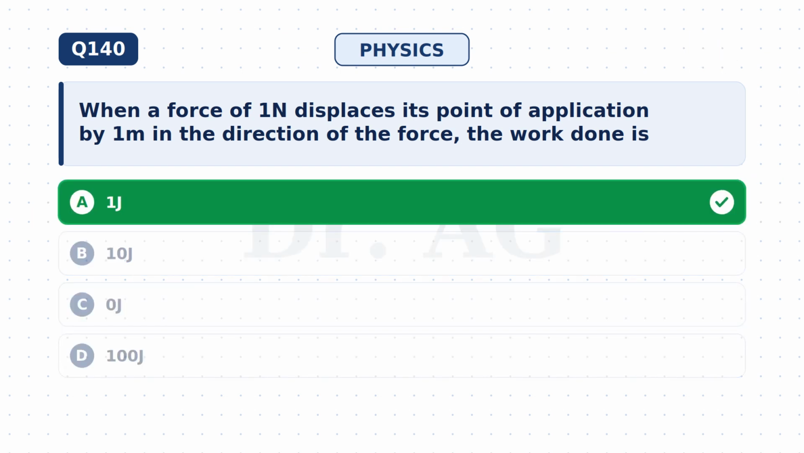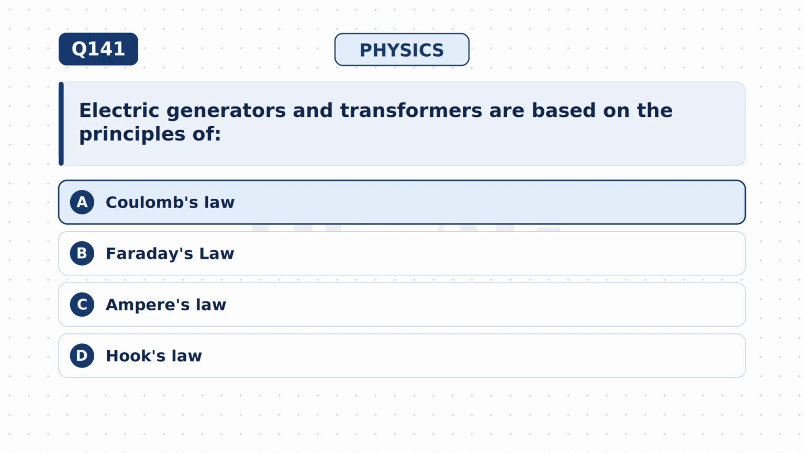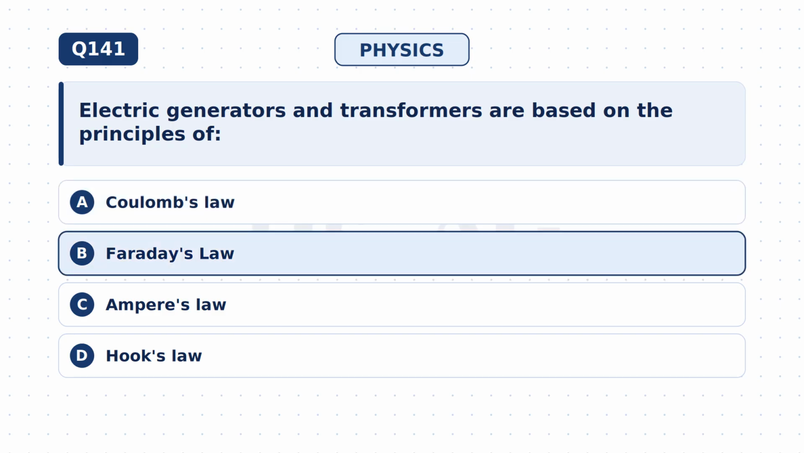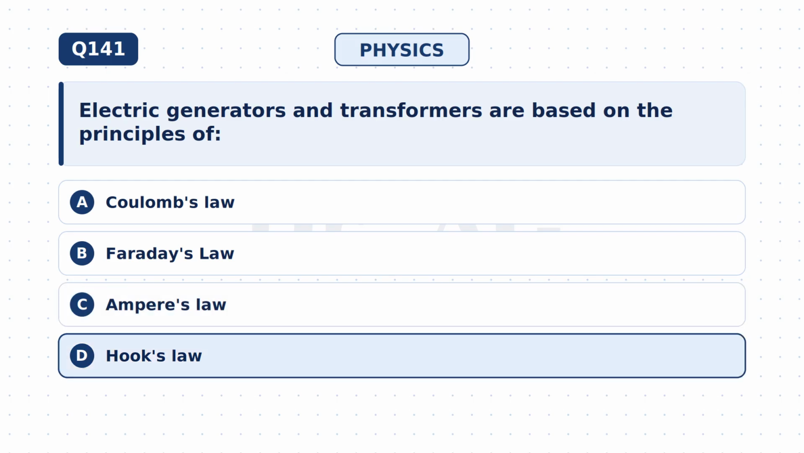The correct answer is A, 1 joule. Question 141. Electric generators and transformers are based on the principles of. Option A, Coulomb's law. Option B, Faraday's law. Option C, Ampere's law. Option D, Hooke's law.